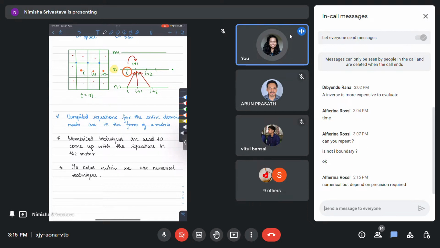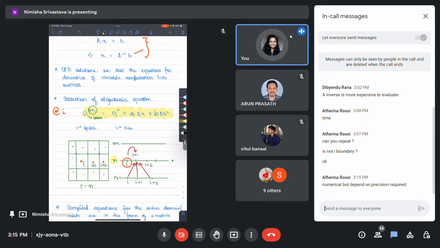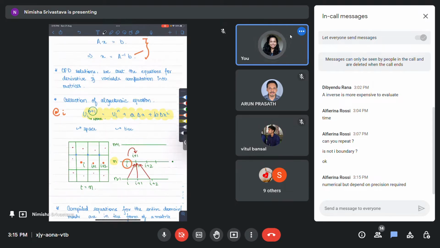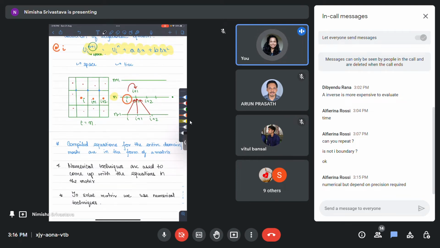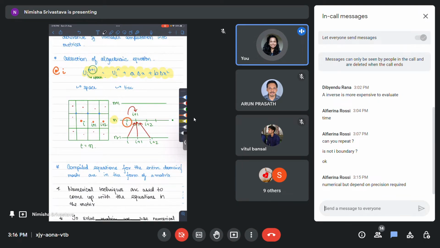Yeah, numerical methods depend on the precision required. Yeah, that's right. Precision required and also the amount of computational power that we have. The most precise way to do it would be to get the analytical solution, but we've already concluded that that's not possible. So that's why we resort to numerical techniques to come up with these algebraic equations. Then we club together those algebraic equations to come up with a huge matrix.